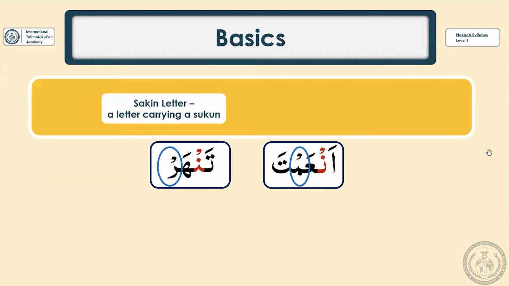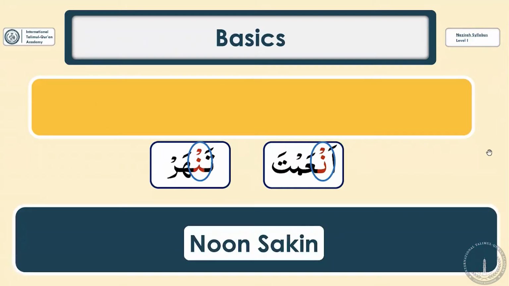We also have sakin letters in these words. So for example, we've highlighted a few. So we've highlighted mim sakin and ra sakin. Okay, so these are sakin letters, letters that carry a sukoon. We also have noon sakin in these words. Okay, so that's something that's common in these words, that they both contain a noon sakin. Okay, and that's something of interest to us in today's class. So the circled parts of the word is where the noon sakin is.